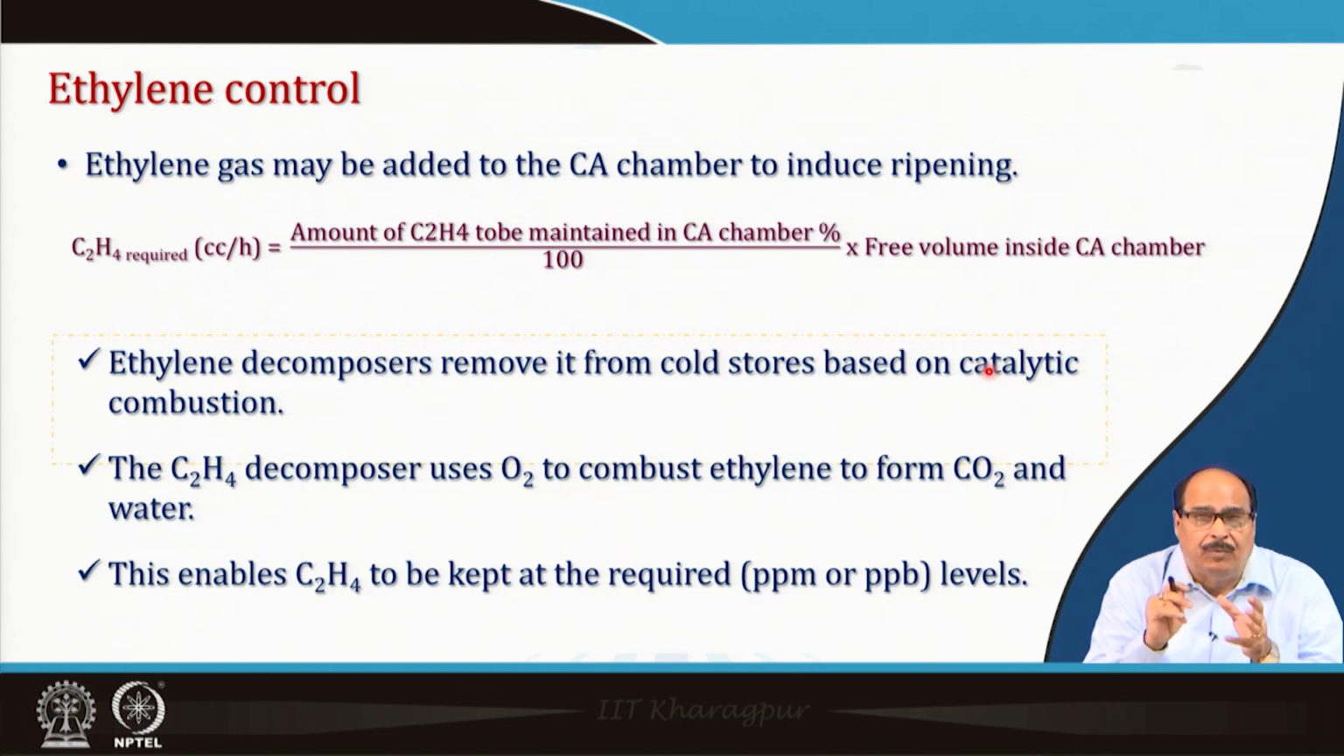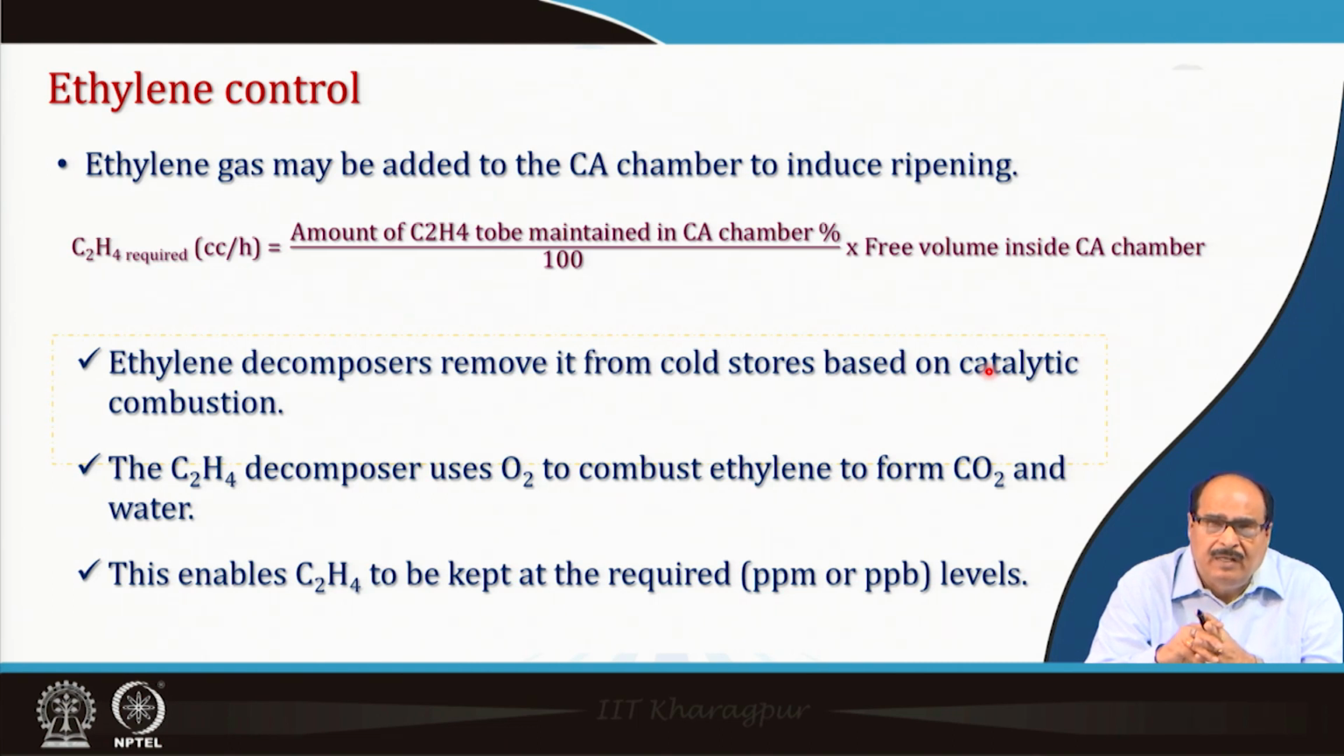Ethylene decomposers remove it from cold storage based on catalytic combustion. The decomposer uses oxygen to combust ethylene into carbon dioxide and water, and this enables C2H4, that is ethylene, to be kept at the required level, either ppm level or ppb level, whatever is desired. So, if you want to delay the ripening, you maintain ethylene at a lower level, or sometimes ethylene scrubbers, etc. are used.